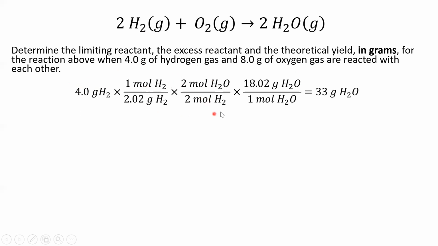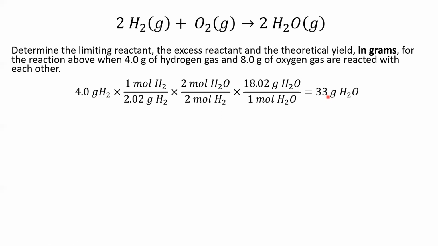This mole ratio comes from the balanced equation. And then we're going to go from moles of water to grams of water. This comes off the periodic table. So if 4.0 grams of hydrogen reacts, we can produce 33 grams of water.